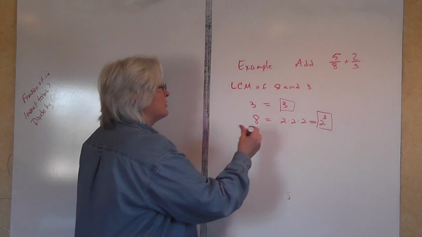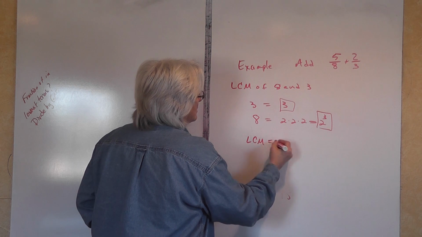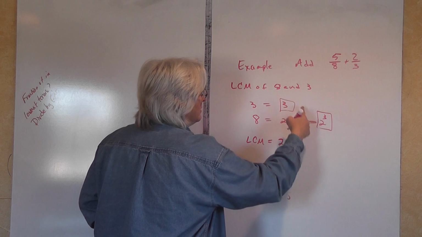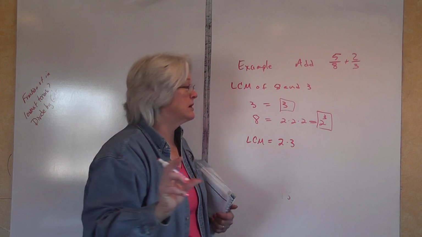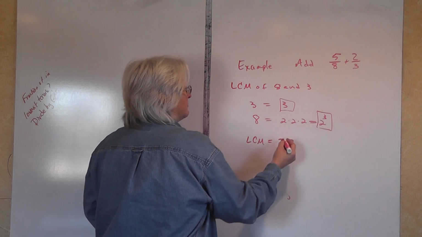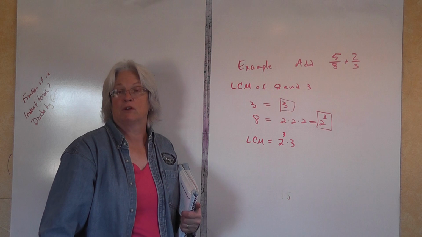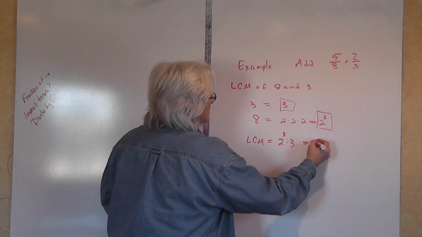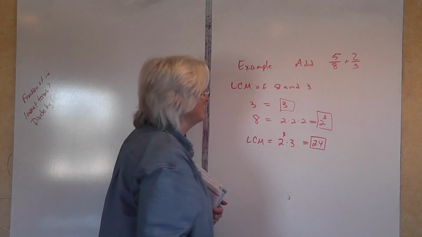For the least common multiple of 8 and 3, you use each unique prime factor that appears anywhere in the factorization of either of those numbers, the greatest number of times that it appears. So our least common multiple of 8 and 3 is actually 8 times 3, which gives us a least common multiple of 24.